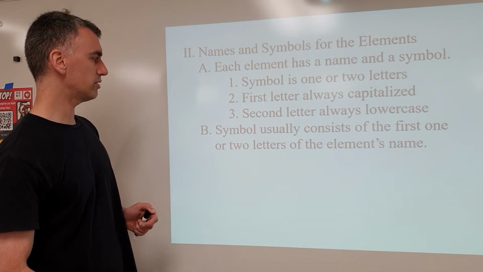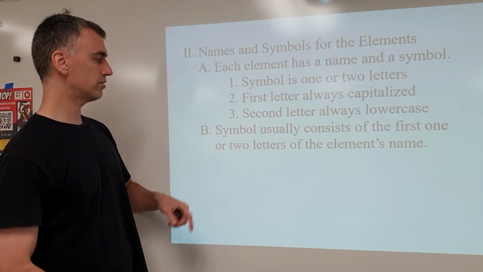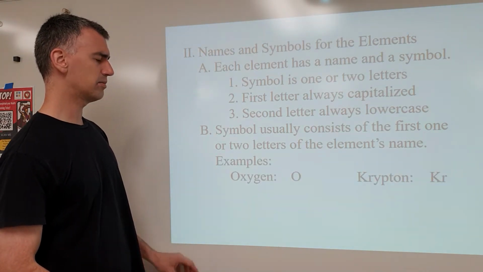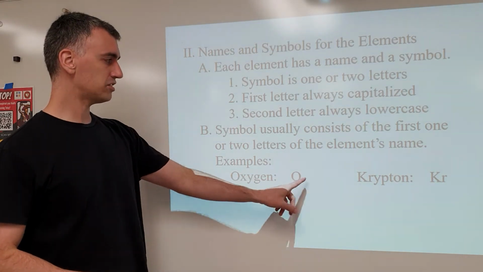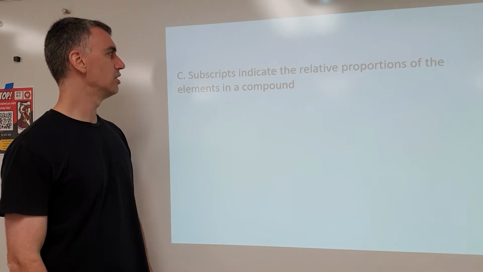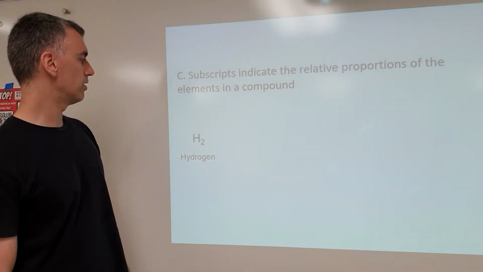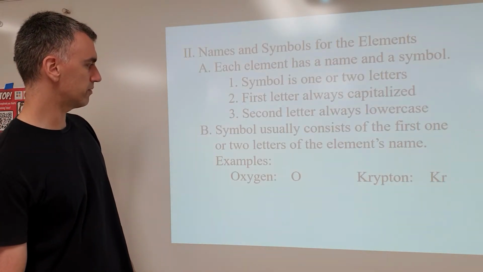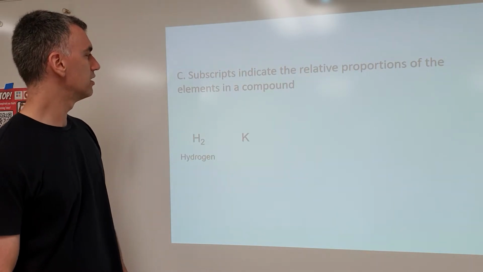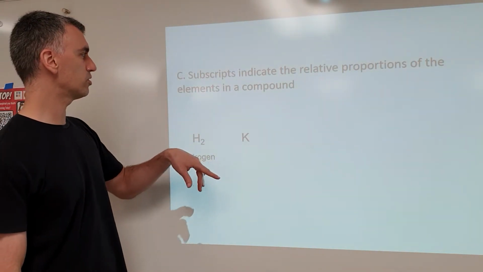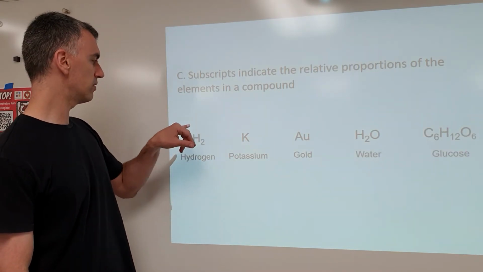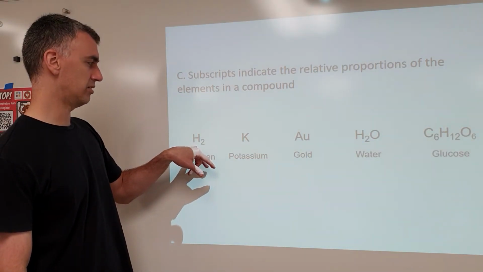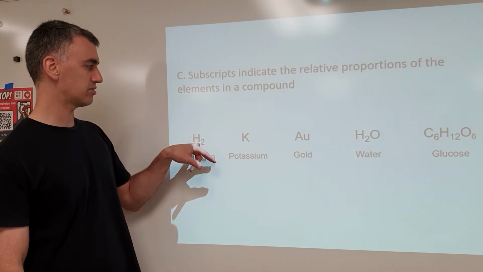A symbol typically consists of the first 1 or 2 letters of the element's name. So O for oxygen, Kr for krypton, for example, but that's not true for all of them, and I think further on I have examples of that. But subscripts indicate the proportions of elements in a compound. So first of all, this isn't a compound, that's a pure element composed of 2 hydrogen atoms stuck together.